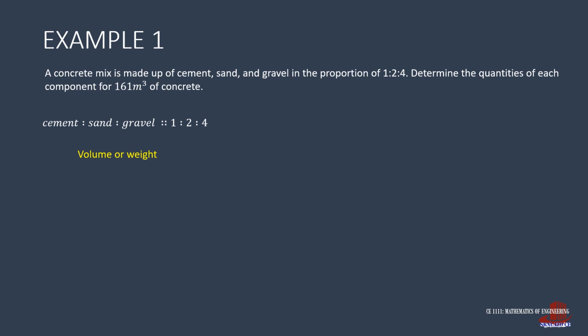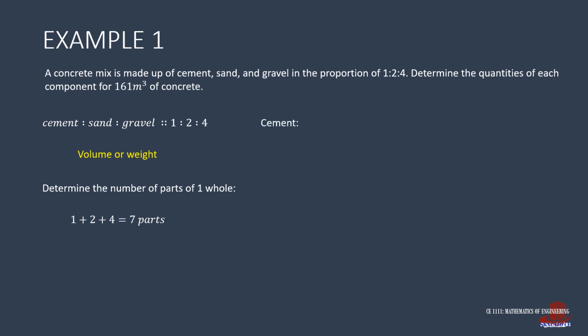Having such proportion make up the concrete mix, we can say that they make up one whole. That is the concrete mix. So when we add all the proportionals, we take the summation of parts in one whole. That would be 1 plus 2 plus 4, making 7 parts. With the next given quantity of 161 cubic meters, we look for the volume of each component.